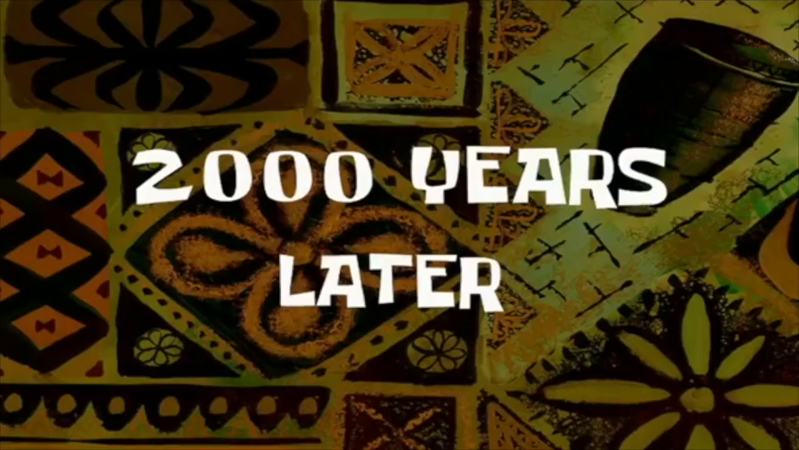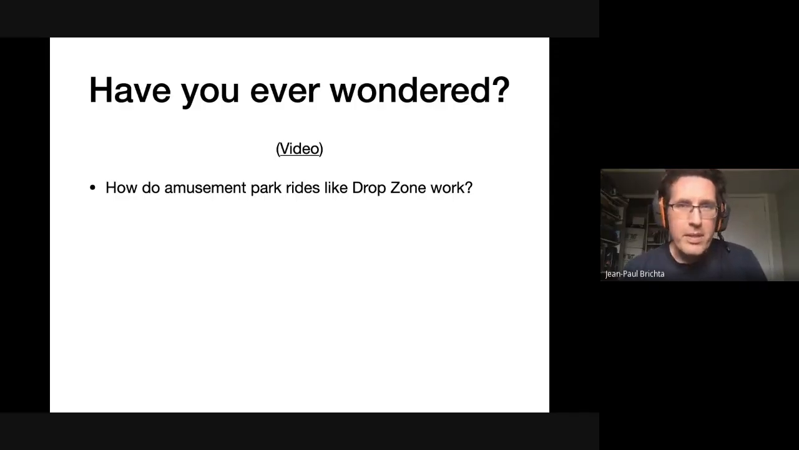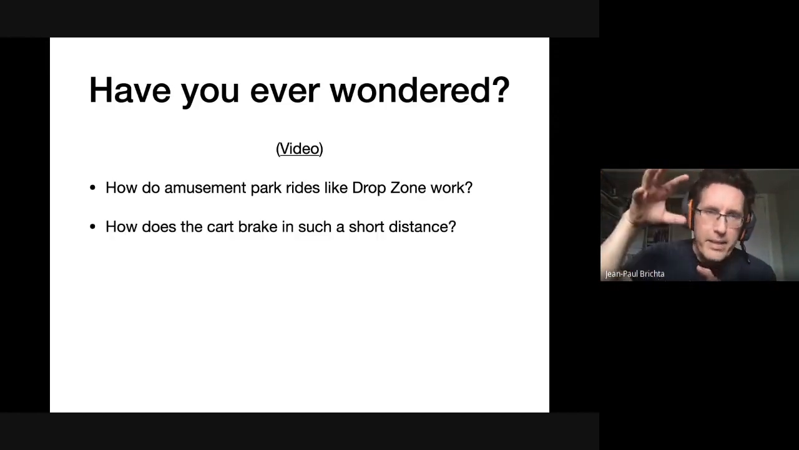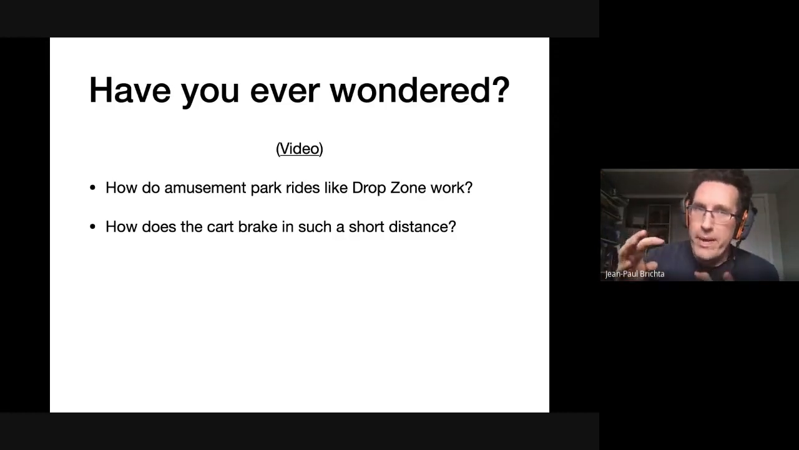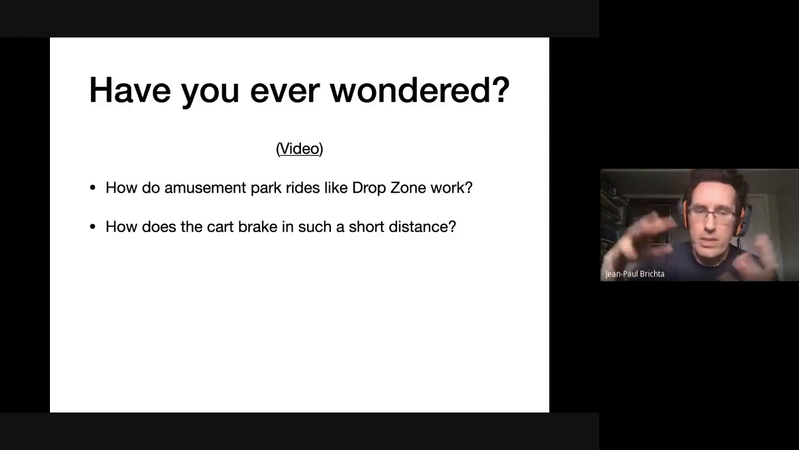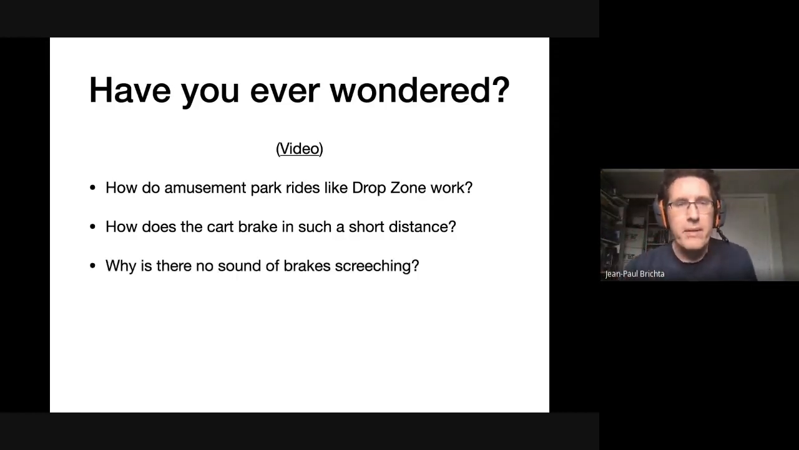Okay, wasn't that cool? Did you notice that as the cart came down from the top that it started slowing down, right? There were brakes. But unlike the brakes in your car, the brakes in the Drop Zone aren't mechanical. They're not like disc or drum brakes like you might have in a car. They're a completely different thing. For one thing, you probably didn't hear any sound. When the cart slowed down, it just kind of slowed down like magic.